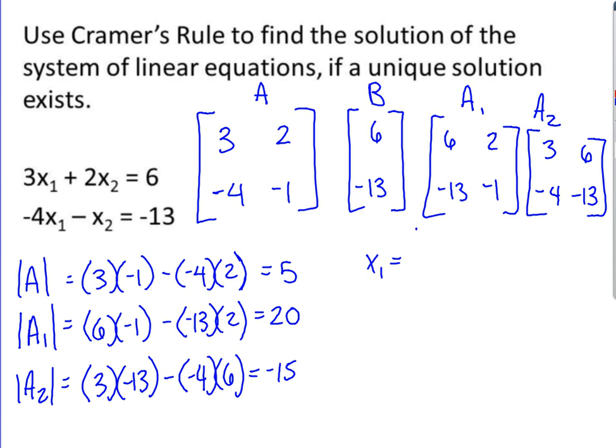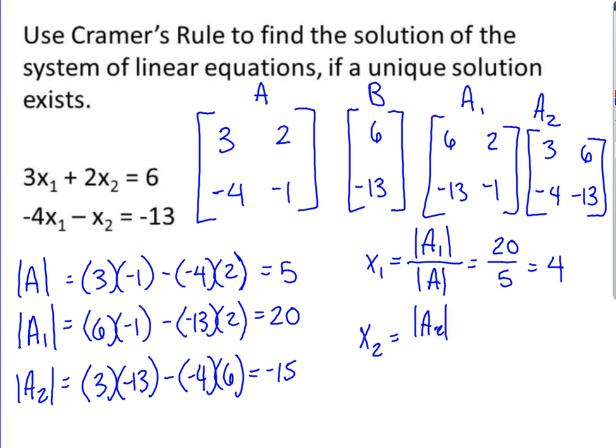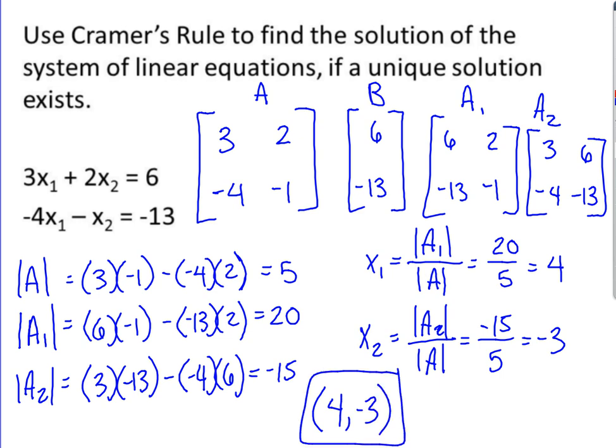To find our x sub 1, it is the determinant of A sub 1 over the determinant of A, which is going to be 20 over 5, which is 4. Our x sub 2 is the determinant of A sub 2 over the determinant of A, which is negative 15 over 5, which is negative 3. So our solution is 4 and negative 3.